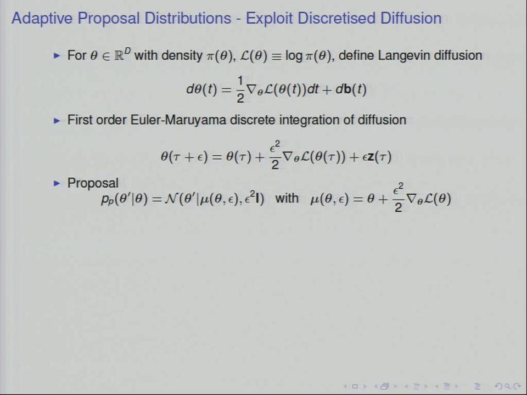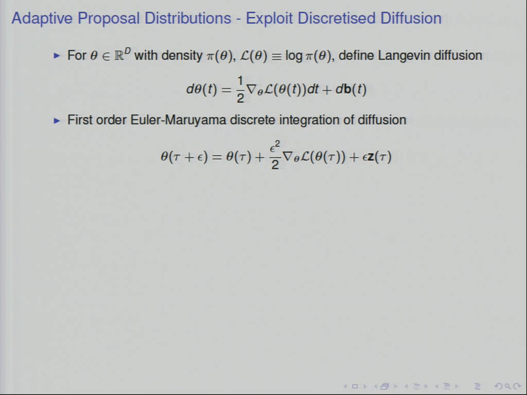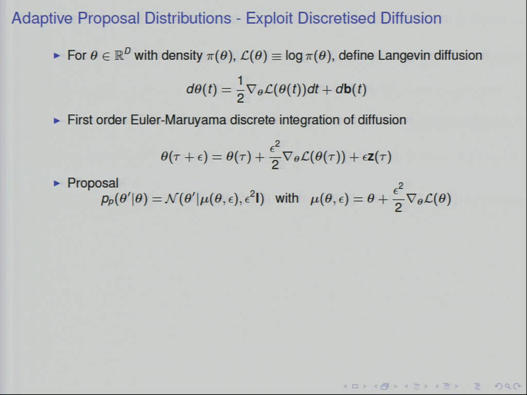But what I'm going to do is use this as a proposal mechanism, right? Because this is just a random variable with a mean of theta at tau plus this component of the directional derivative. And then it has a covariance structure which is just going to be isotropic, scaled by epsilon. So my proposal, based on this discrete form of this Langevin diffusion, is just a normal with a mean, as I described here, and this isotropic diffusion.